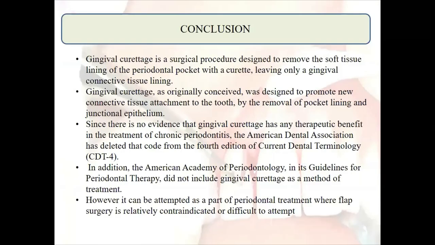So basically, to conclude, it is a surgical procedure designed to remove the soft tissue lining of the periodontal pocket with a curette, leaving only a gingival connective tissue lining. It was originally conceived and designed to promote new connective tissue attachment to the tooth by the removal of the pocket lining and junctional epithelium.